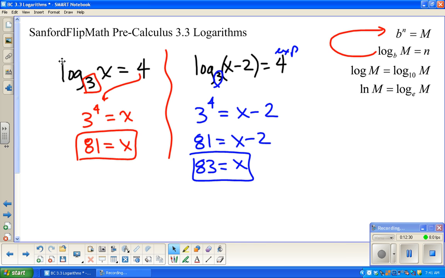And again, just to do a quick confirmation here, 83 minus 2 is 81. 3 to the 4th power is 81. So that works. All right.